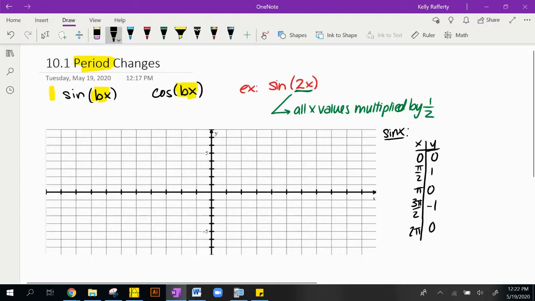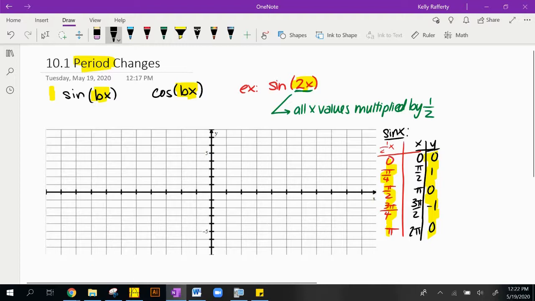So now we're changing the x values, this 2, all of our x's are going to be multiplied by 1/2. So I'll get a 0, pi over 4, pi over 2, 3 pi over 4. Remember those fractions. I just multiply either numerator or denominator, wherever the number is. And then 2 pi times 1/2 just turns into pi. So that's one way we could do it. These values here would be our final coordinates.